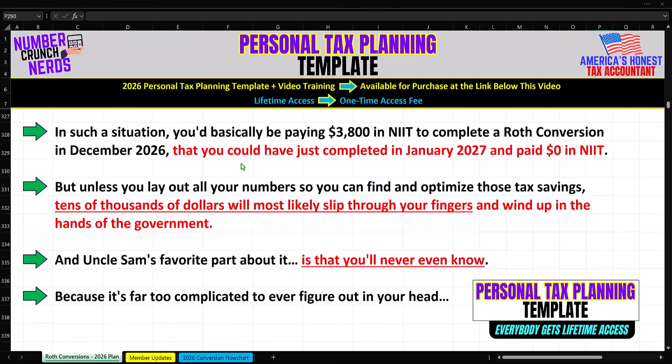There are countless moving parts in the income tax planning process. But unless you lay out your numbers so you can find and optimize those tax savings opportunities, tens of thousands of dollars or more will likely slip through your fingers little by little throughout the course of your retirement and wind up in the hands of the government. And Uncle Sam's most favorite part about that is that in most cases, you will never even know. And why won't you know? Because it's far too complicated to ever figure out inside your head. And unfortunately, that's how many people try to do it.